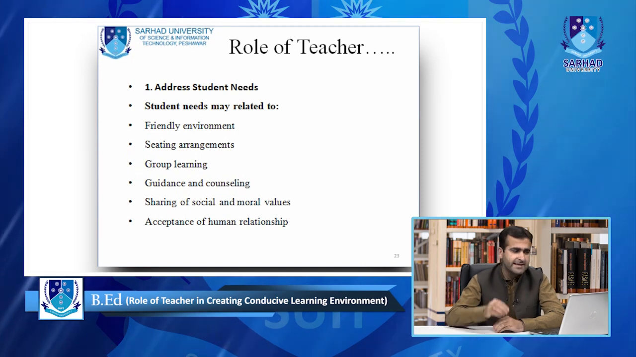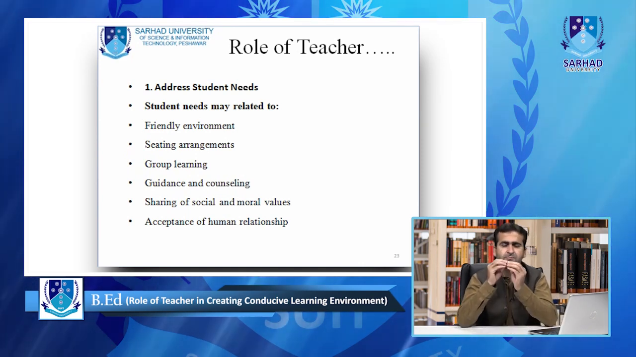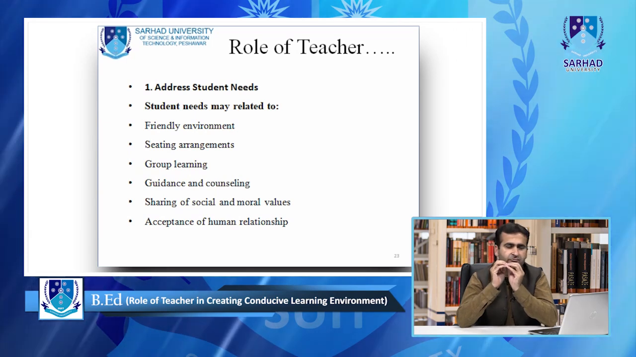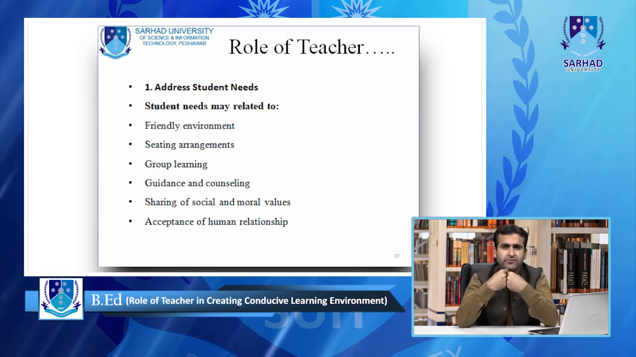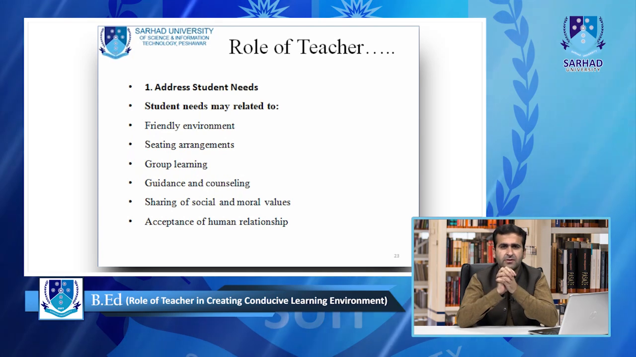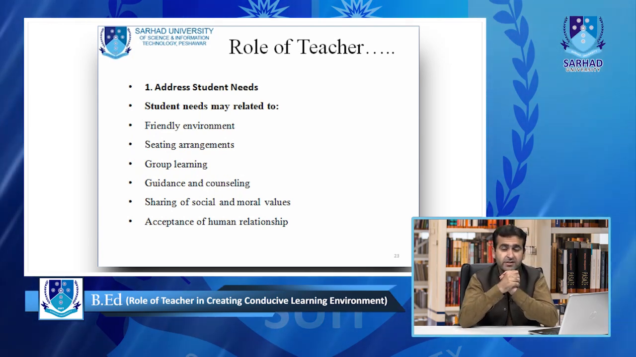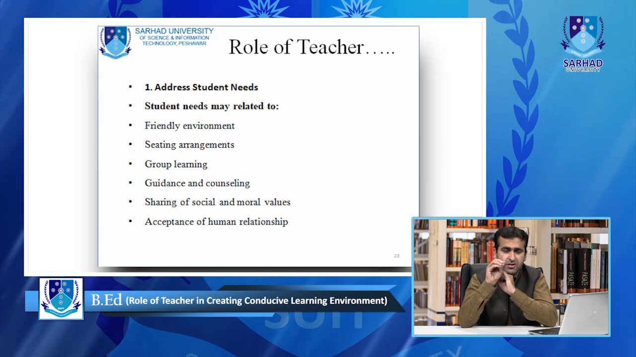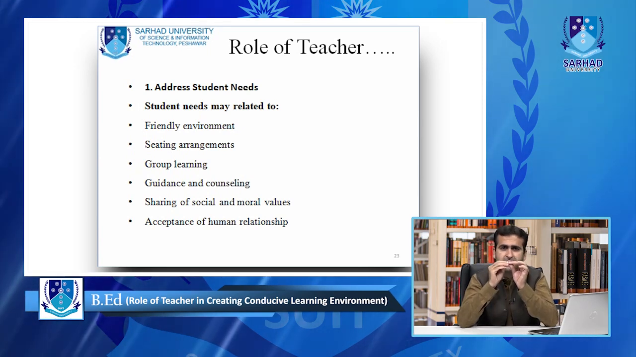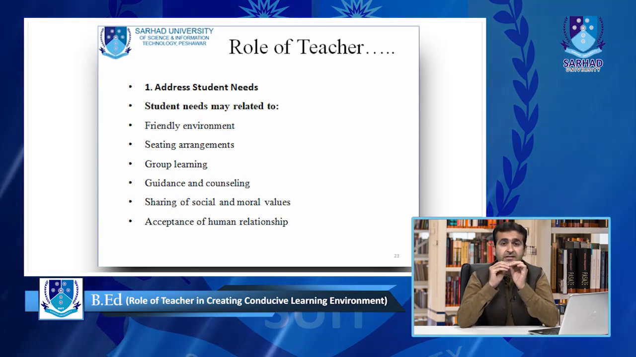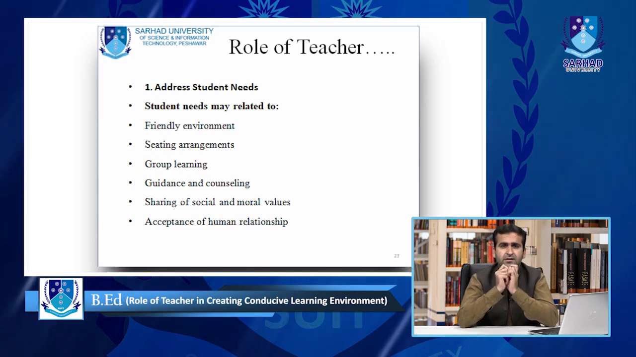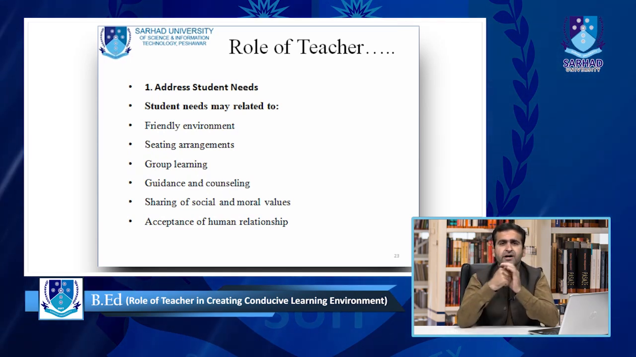That's why it's necessary for a teacher to provide such type of environment which is favorable for the student. And that's why in the first case we discussed that the teacher must know the needs of the student. So, all these are the things which a student needs and which a teacher needs to provide to that particular student.